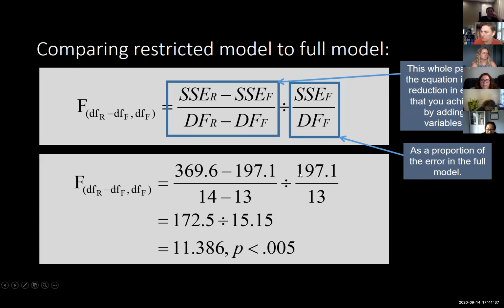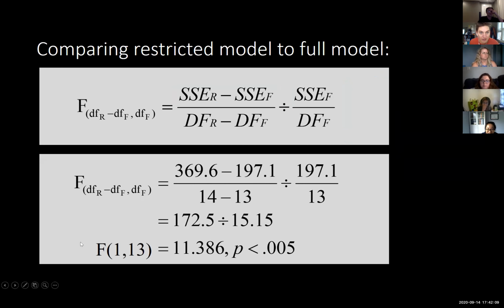Now, all I've done is pull these numbers that we've already calculated and plug them in here to show you that this here is the reduction in error variance, which gives us 172.5. And we're dividing it by 15. And that gives us our F value of 11.386. And then I looked that up in a table in Excel, and it tells me that that's P less than 0.005.